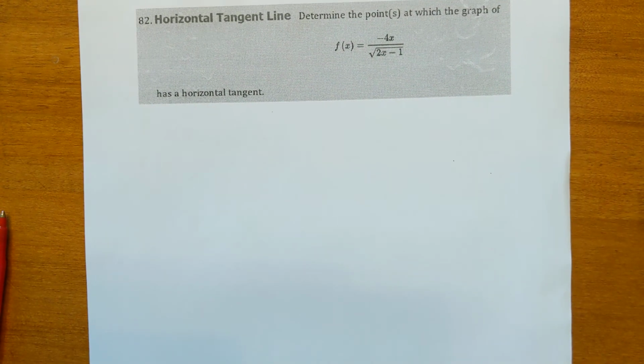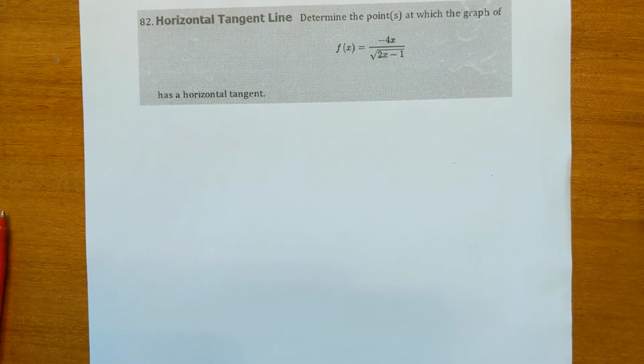Last one. It wants to know, determine the points on the graph of f of x equals negative 4x over the square root of 2x minus 1, where it has a horizontal tangent. So where it has a horizontal tangent is when it has a slope of 0.